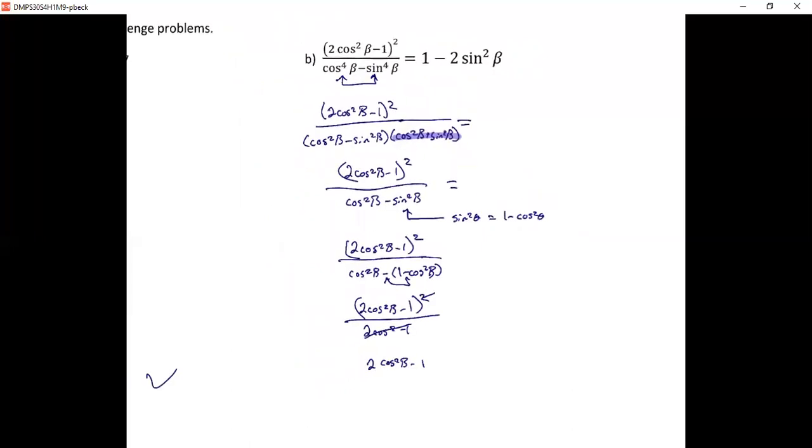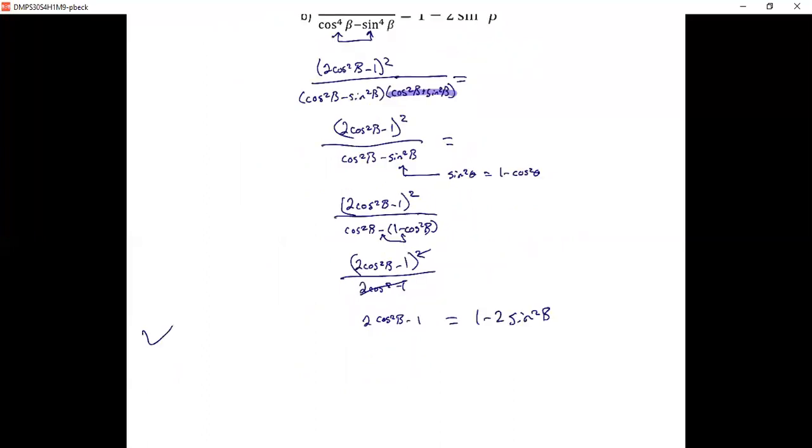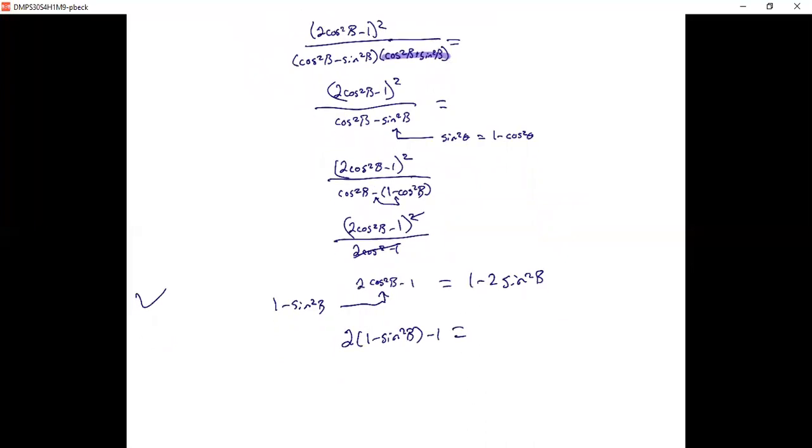And what am I trying to make it equal to? I'm still trying to make it equal to 1 minus sine squared of beta. So how do I do that? Let's go ahead and do a substitution. How do I turn cosine squareds into sine squareds? I know that cosine squared is 1 minus sine squared. So let's do that. 2 times 1 minus sine squared of beta, minus 1. And distribute: 2 minus 2 sine squared beta minus 1, which turns into 1 minus 2 sine squared beta, which is what we were trying to prove right from the beginning.